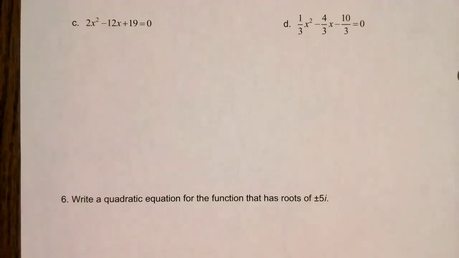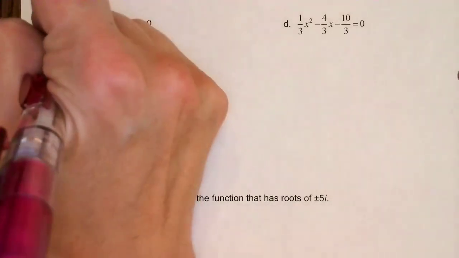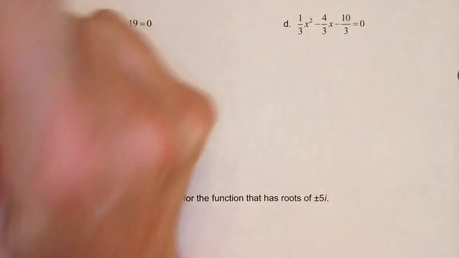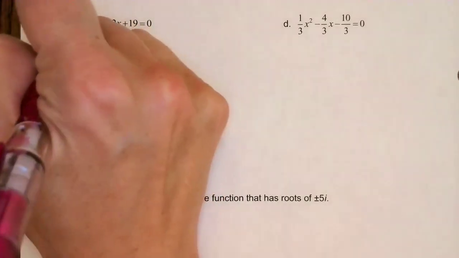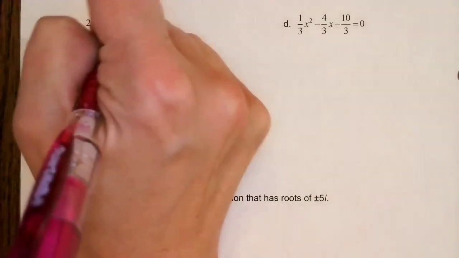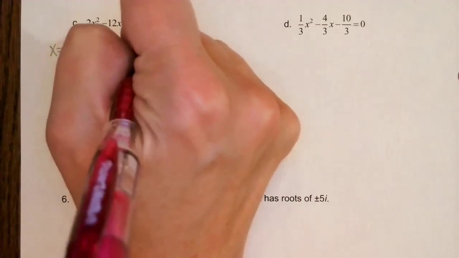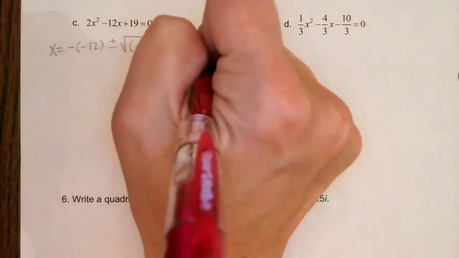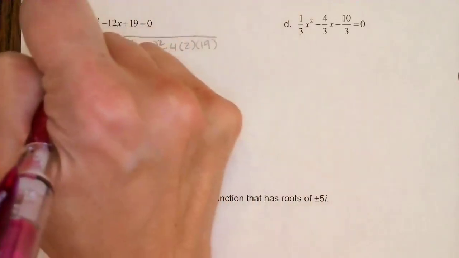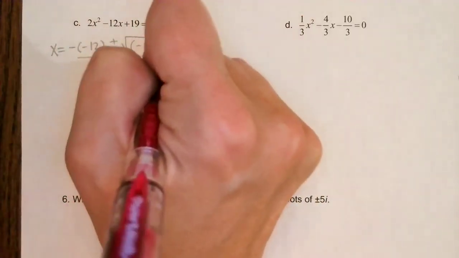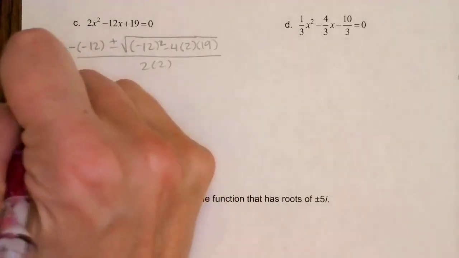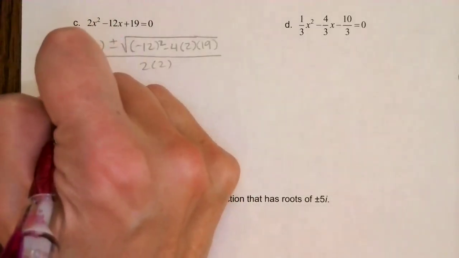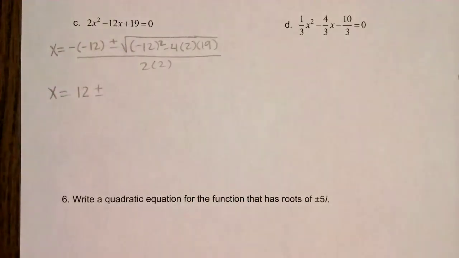All right, so the one that we've been leading up to is our imaginary answers. I know you're dying to see one of those, so here it goes. We have x equals negative 12 plus or minus the square root of negative 12 squared minus 4 times a times c all over 2a. The negative times the negative gives me a positive 12.